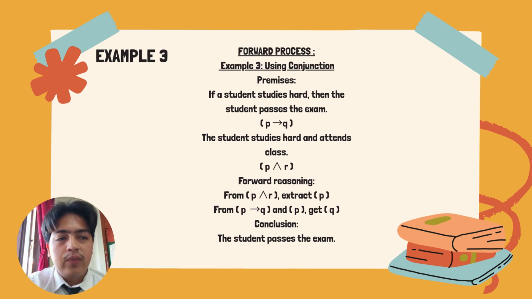Next, the last example for the forward process, we use a conjunction. For the premises, if a student studies hard, then the student passes the exam, so we use P implies Q. For the next, the student studies hard and attends class, we can use P and R. Forward reasoning, from P and R, we can extract P. And then from P implies Q and P, we can get Q. So for the conclusion, we can conclude that the student passed the exam.